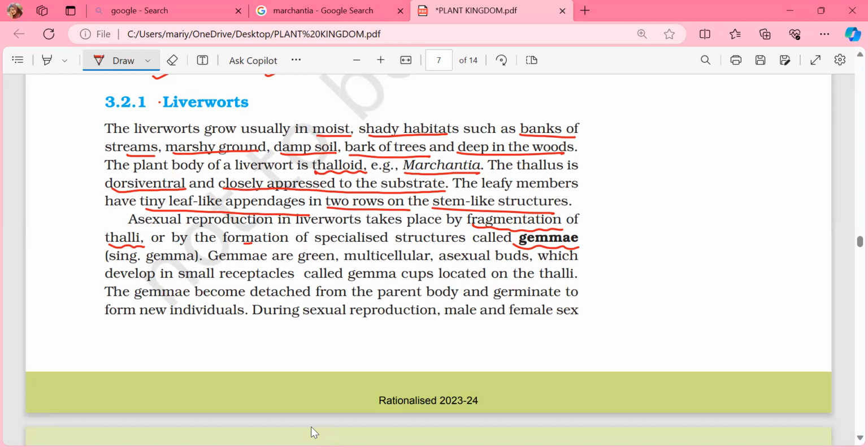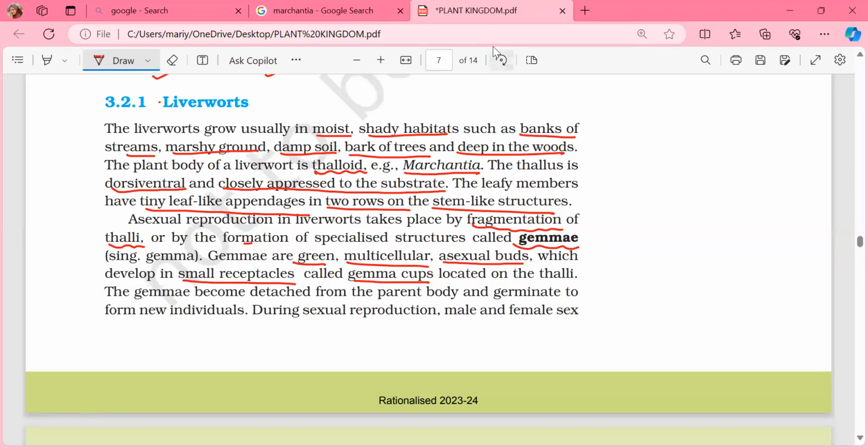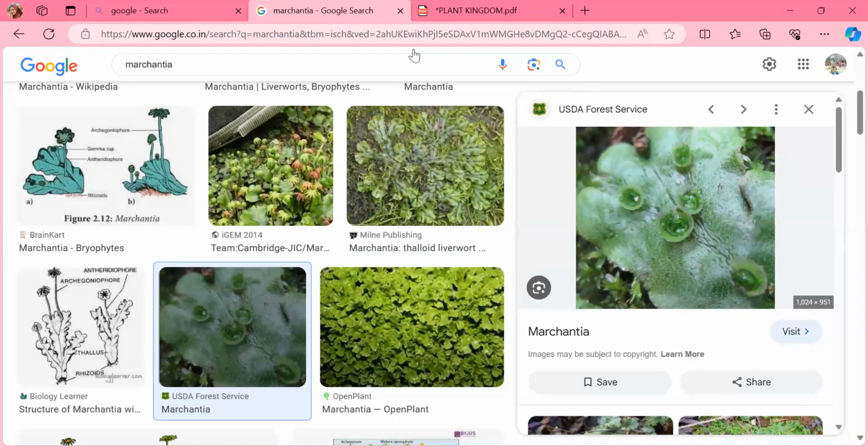And the second method of asexual reproduction is the gemma. Now, what is gemma? The gemmae are green, multicellular, asexual buds, which develop in small receptacles that are known as gemma cups. So the cup we saw was a gemma cup, and inside will be gemmae. The gemma becomes detached from the parent body and germinates into a new individual. So these structures that you're seeing will detach from the parent's body and then develop into a new individual. Got it?